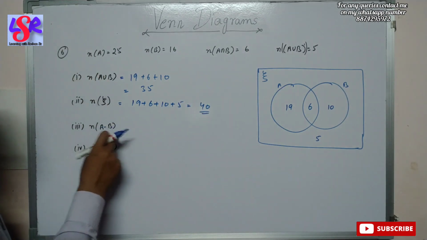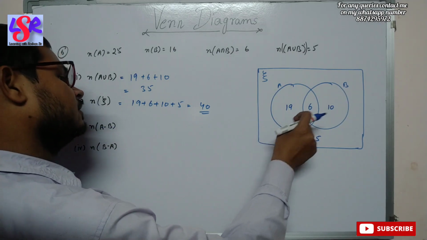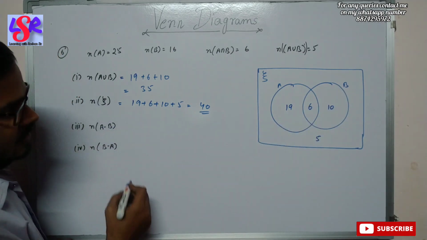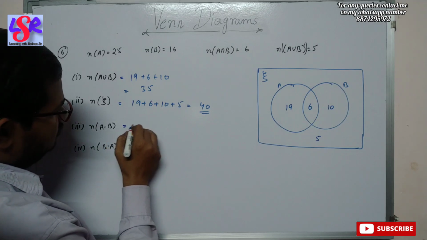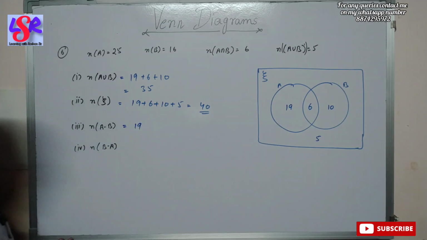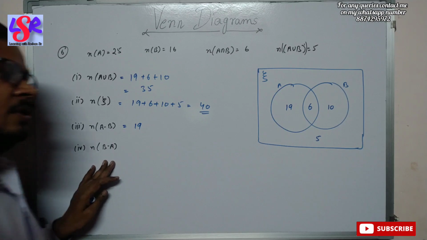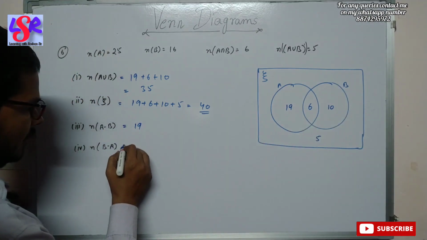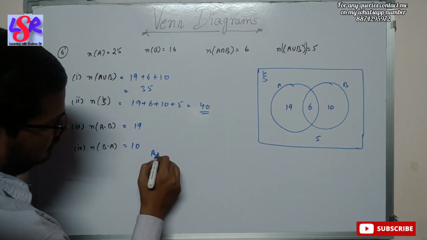Then we have A minus B. A minus B में ये 19 आएगा क्योंकि 6 already B में present है. That is 6 is common in both of it. So we have 19 as the cardinal number of A minus B, and the cardinal number of B minus A will be 10. So we have 10 over here as answer.